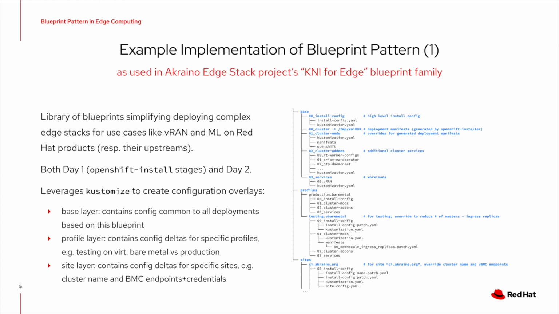Our blueprint structure covers both day 1 and day 2 stages, and it leverages Kustomize to create configuration overlays. They are based in 3 layers. The base layer that contains common configuration to all deployments, a profile layer that contains configuration for specific profiles or footprints, such as testing or production, bare metal or AWS, and finally, a site layer that contains delta configurations for specific sites. For example, patching the name and domain of the cluster, specific hardware configuration, information, credentials, etc.